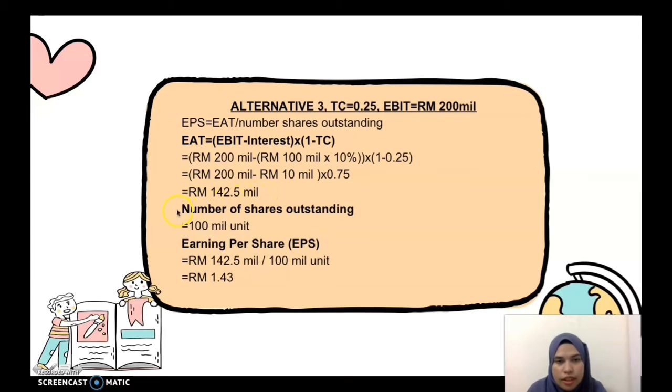Next, the number of shares outstanding is only 100 million units because the company finances using only new debt. And then we apply the EPS formula. So we get earning per share for alternative 3 is 1 ringgit and 43 cents. Therefore, we can see the more the company finances using debt, the more the earning per share will increase. That's all from me.